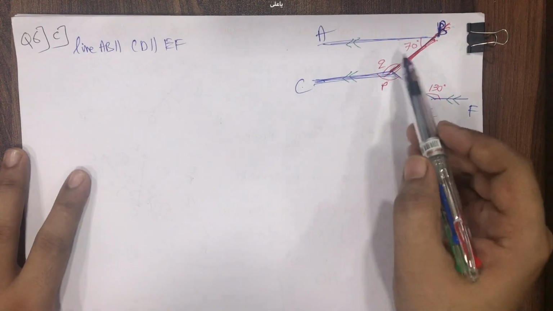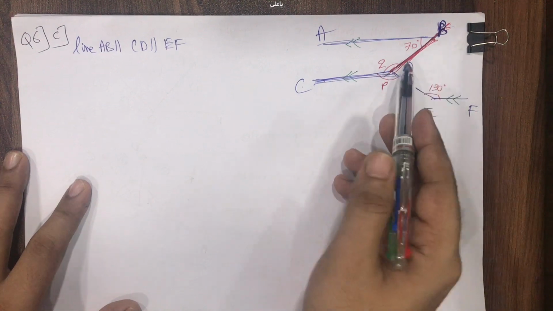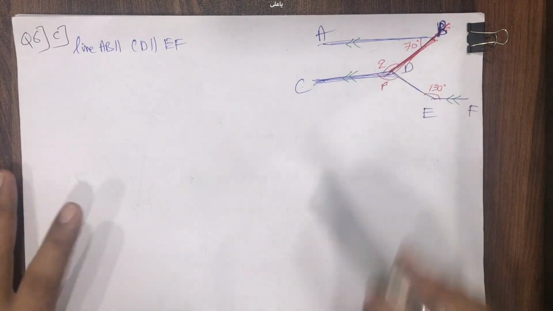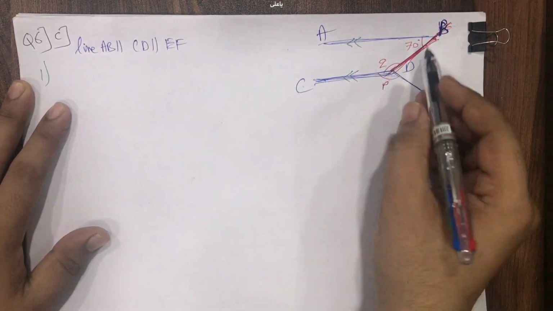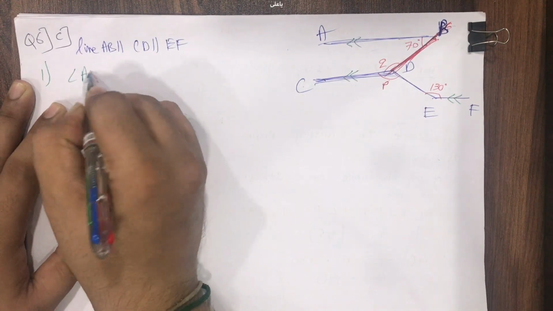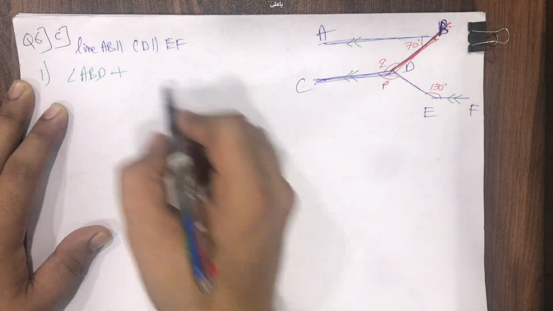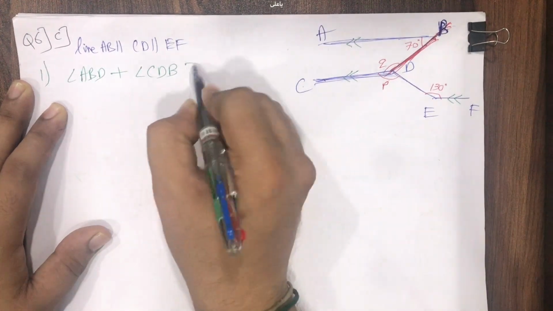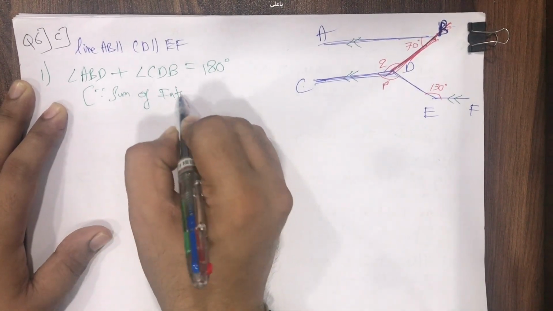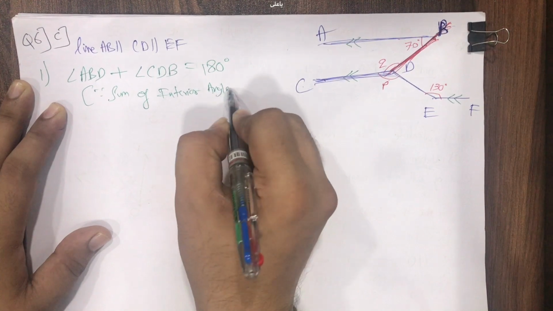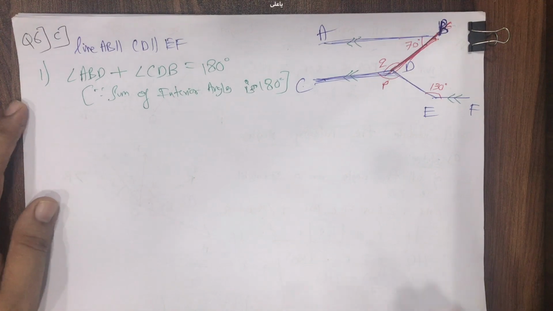So right now, can I say this 70 and Q are the interior angles which lie between the two parallel lines? So 70 and Q are interior angles. Sum of interior angles is equal to 180 degree. So the first part, what's the name of the 70? Angle ABD plus what's the name of this Q? CDB, or you can even write BDC. Angle CDB is equal to 180 degree. Reason, sum of interior angles is 180 degree.